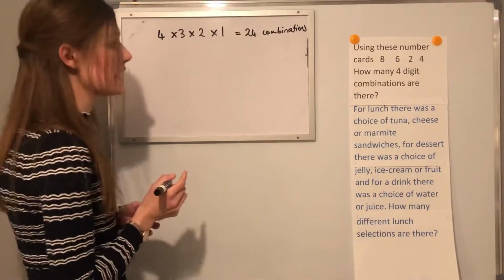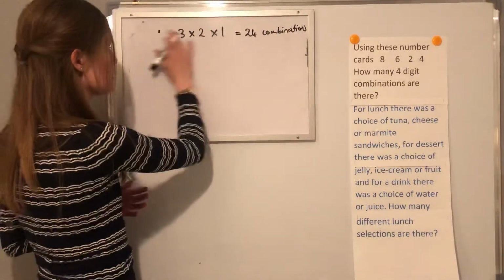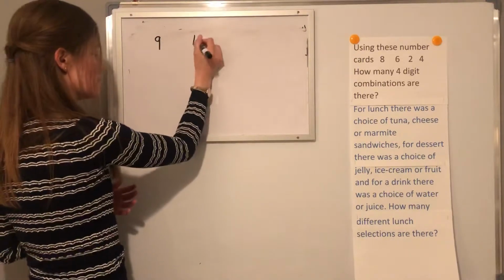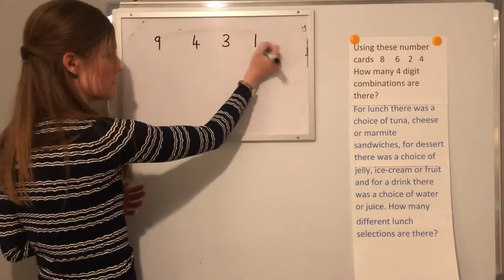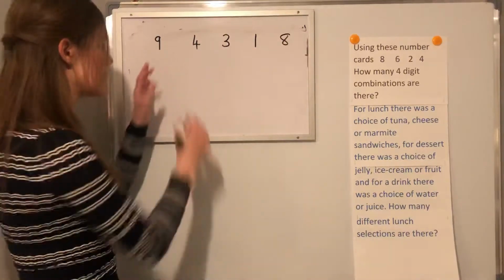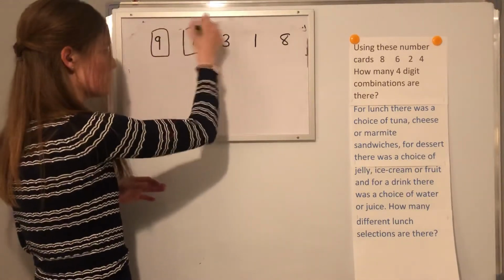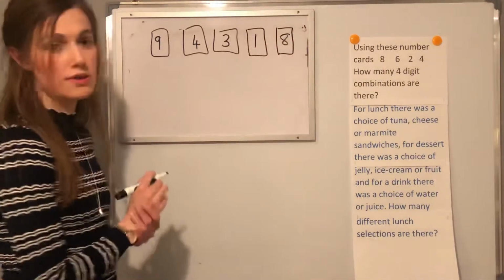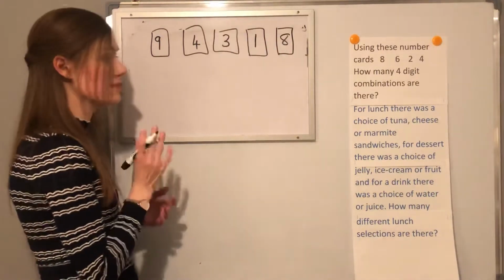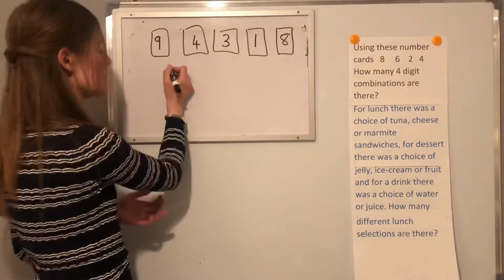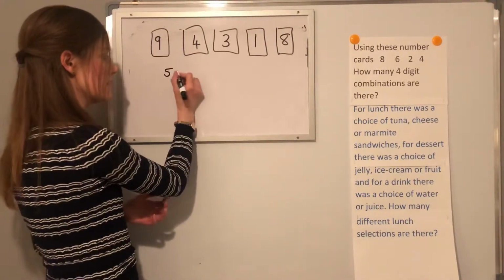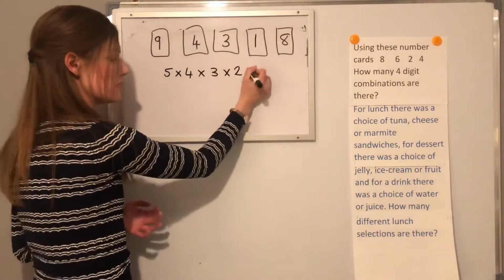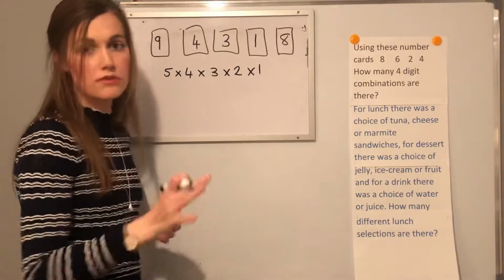If, however, we had 5 different number cards, so let's say we had these number cards, 9, 4, 3, 1, 8. Again, they're all different. So this time, to find how many 5-digit number combinations we could have, we would start with 5 times 4 times 3 times 2 times 1. Now this is called factorial.